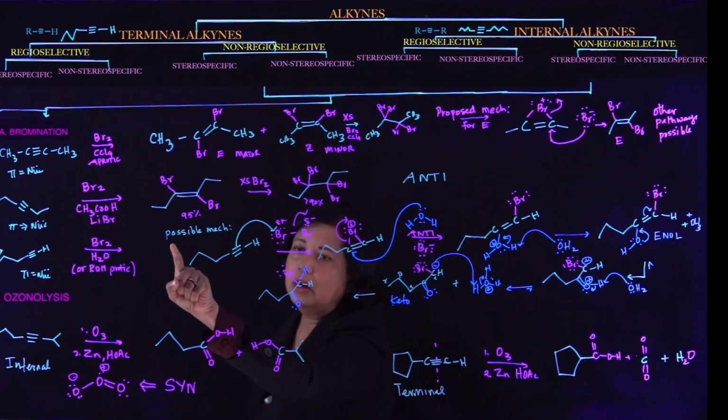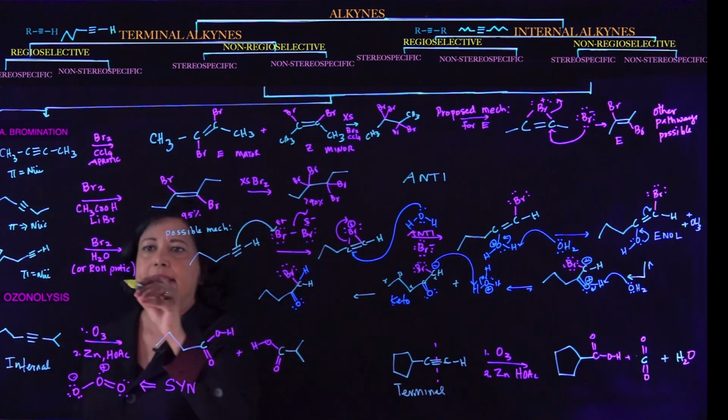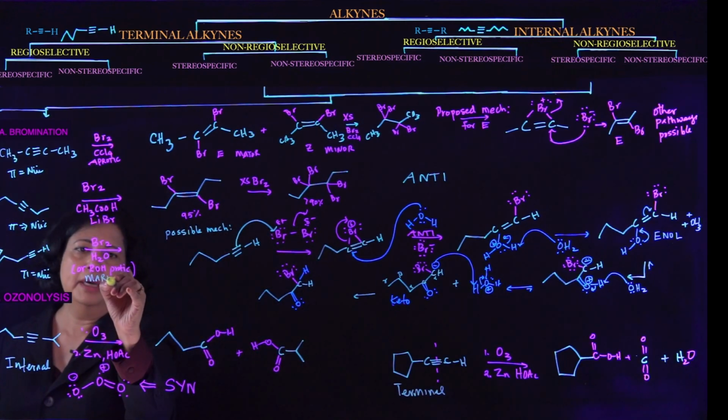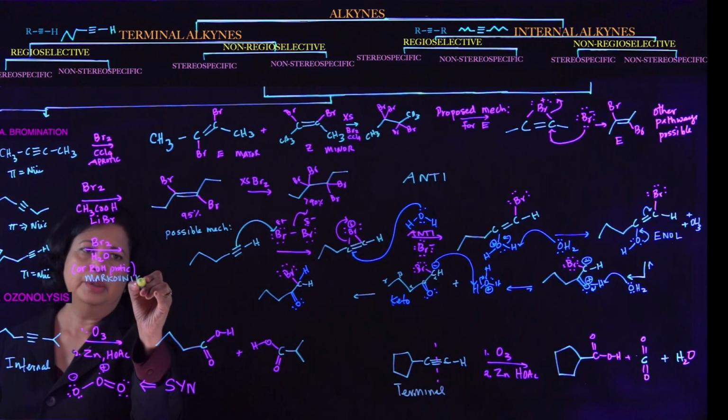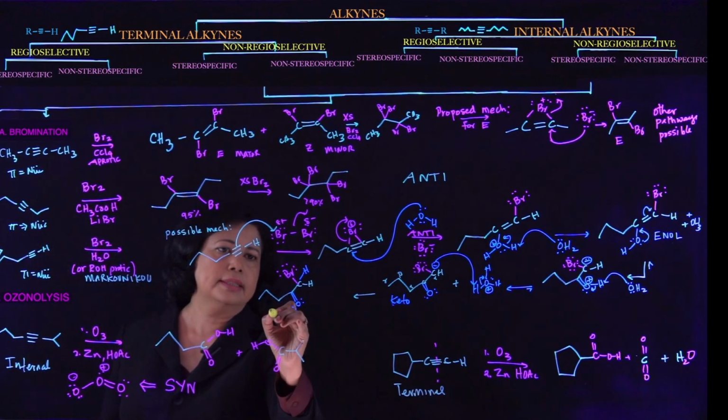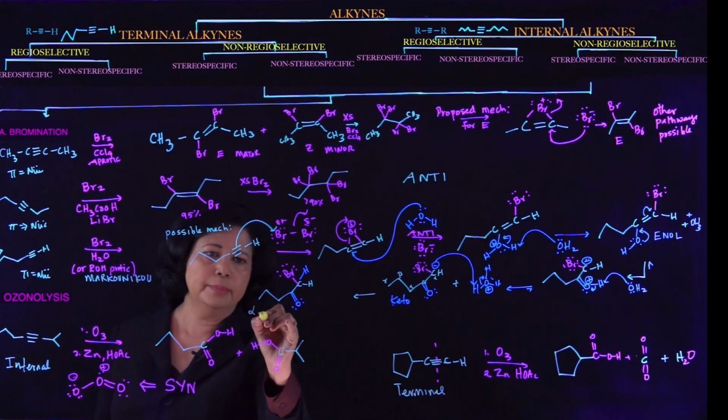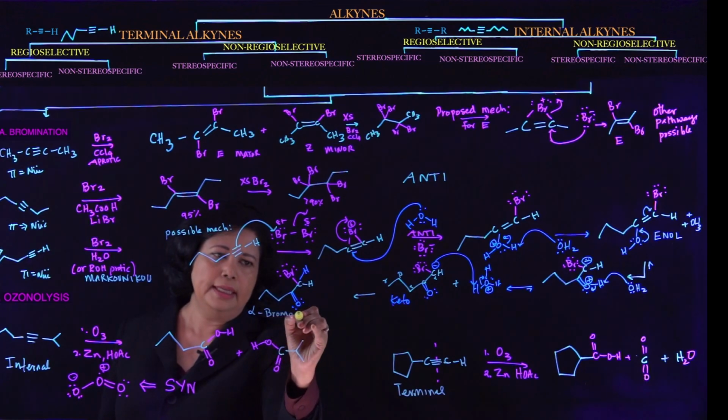All right, this is going to be regioselective and stereospecific. So it's going to be Markovnikov and anti. So whenever you get Markovnikov, as I said before, you would get keto products. Alpha bromo ketone.